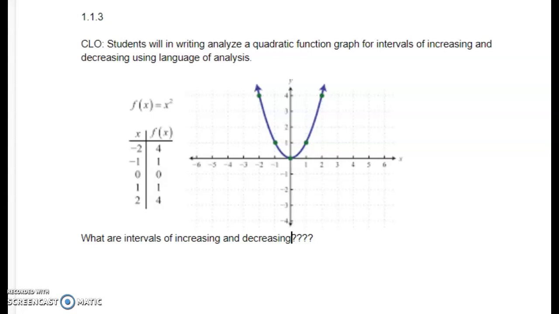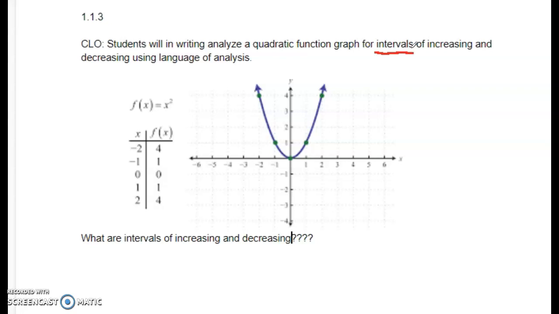All right, on to 1.1.3, where the CLO states that students will, in writing, analyze a quadratic function graph for intervals of increasing and decreasing using language of analysis. So I think the first thing we really need to talk about is this word intervals, okay? So you see this word in our CLO right here, interval. So an interval is from like where to where, okay?